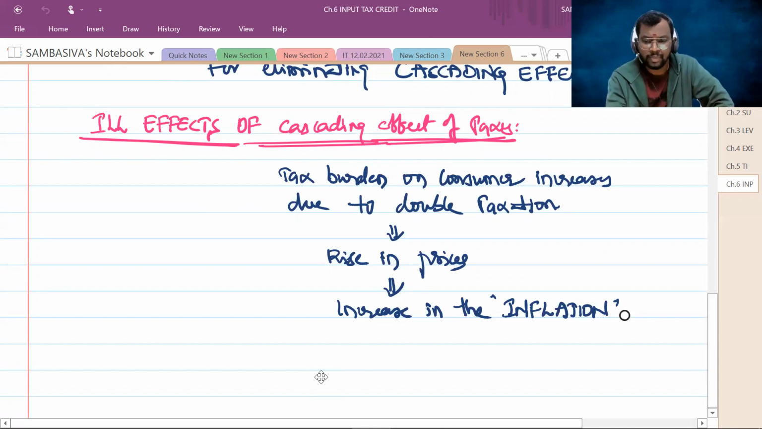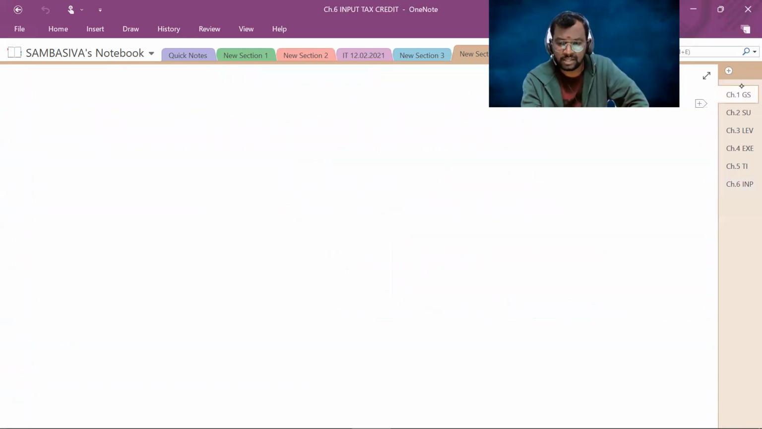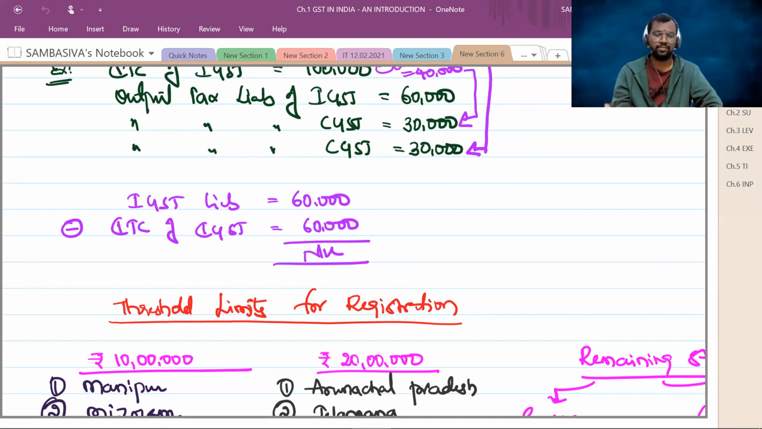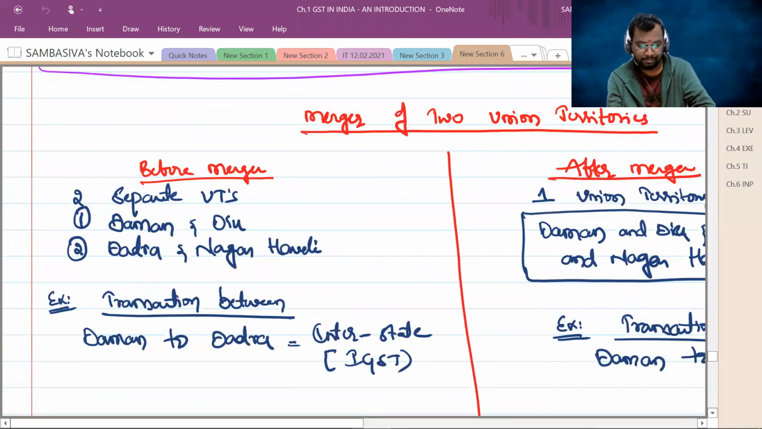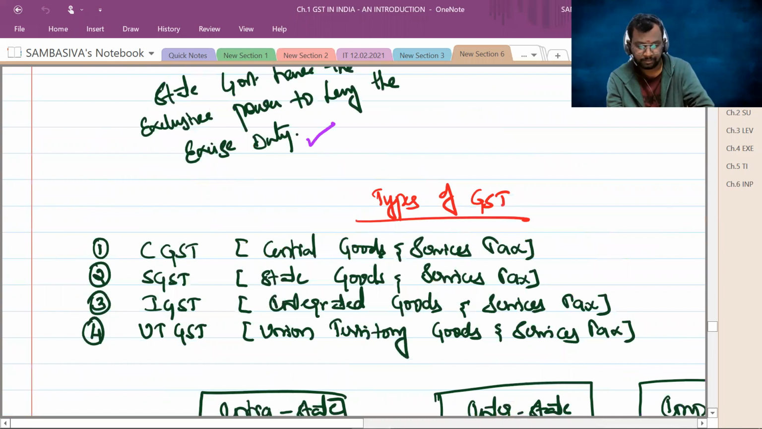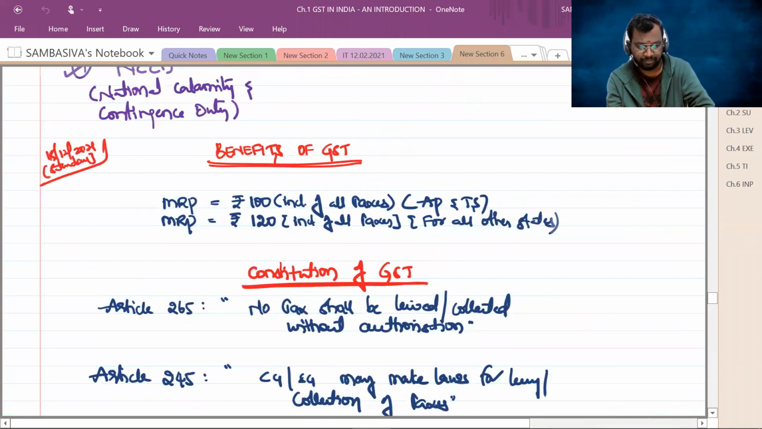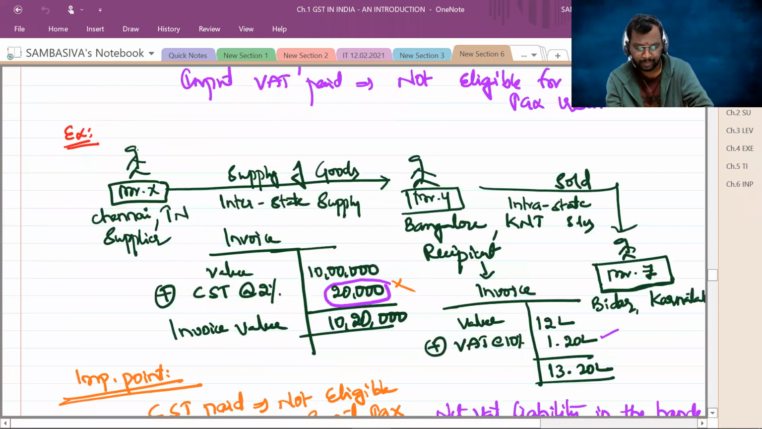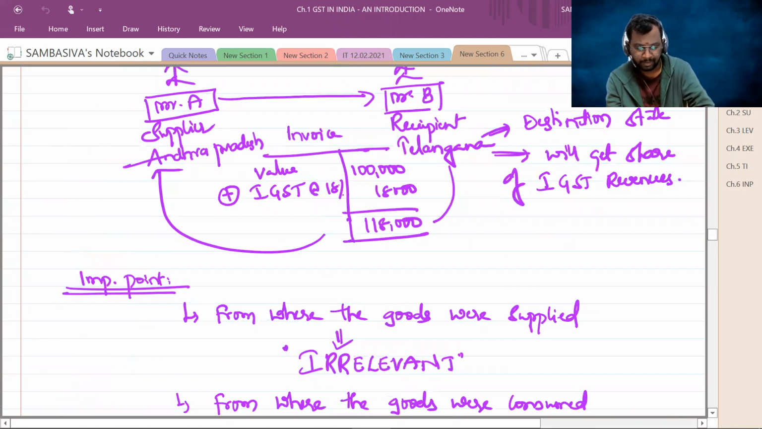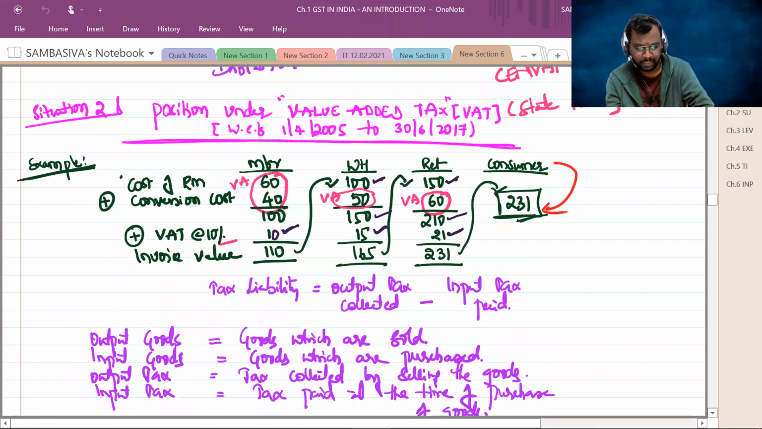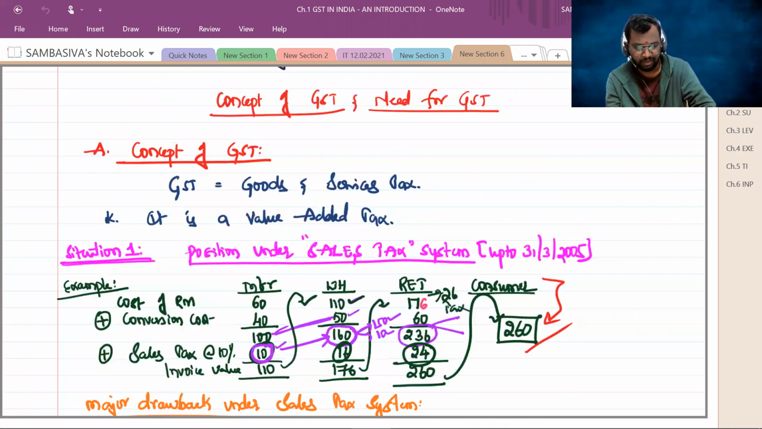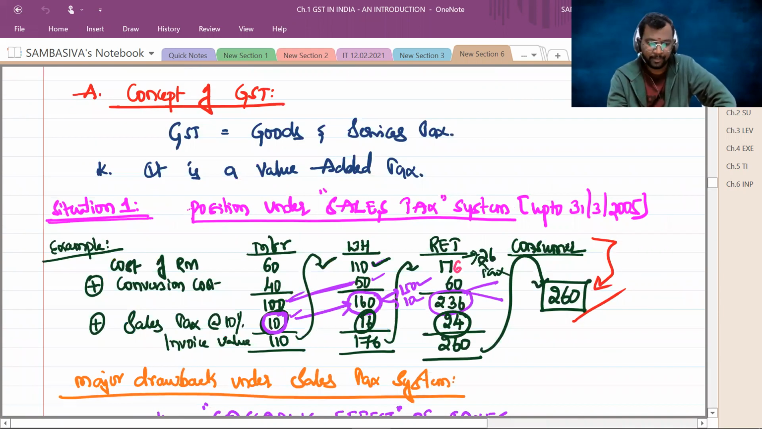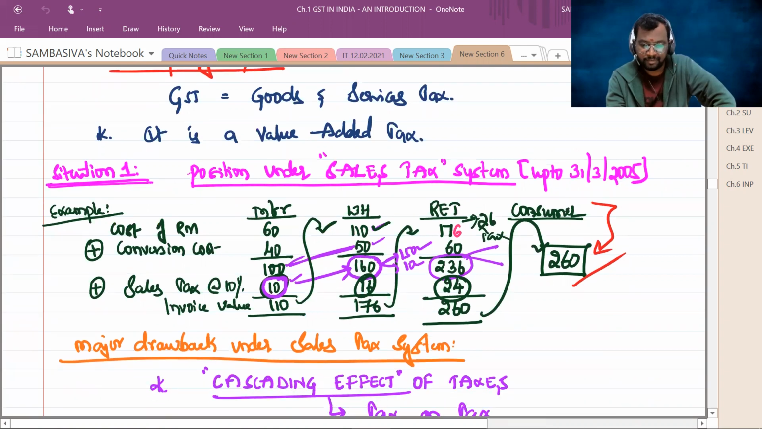If you remember, in the first chapter itself, let me take you to the first chapter where I have explained the concept of double taxation with the help of an example. This is all the first chapter running notes. This is the example where we have learned the concept of input tax credit position under the sales tax system, right?